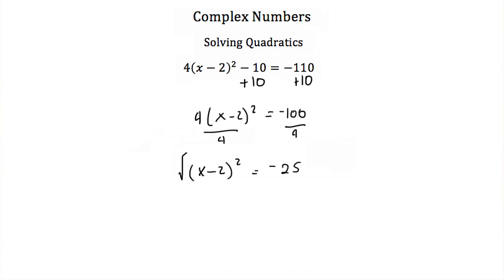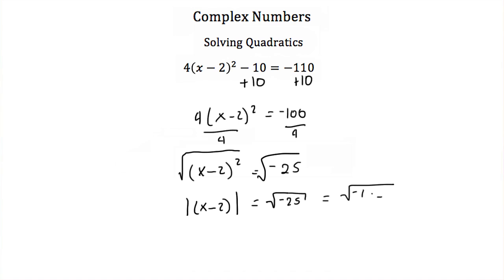If we square root both sides, remember if we take the square root of a square, we end up with the absolute value of x minus 2. And this is equal to the square root of negative 25. Well, I can rewrite the square root of negative 25 as the square root of negative 1 times 25, or as the square root of negative 1 times the square root of 25. Square root of 25 is just 5. So what we end up with is the absolute value of x minus 2 is equal to 5i.